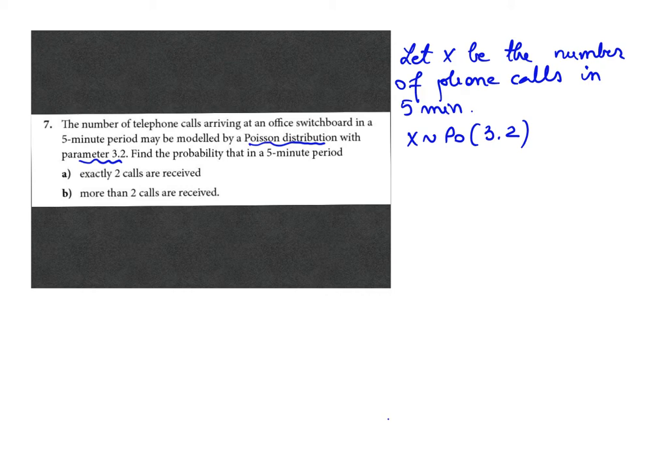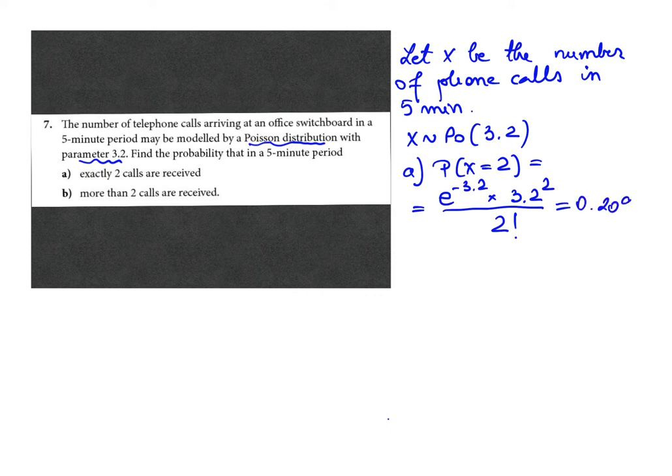Find the probability that in a 5-minute period, exactly 2 calls are received. So, probability of X being 2. Using the formula that is in your formula booklet, it is e to the power of minus 3.2 times 3.2 squared over 2 factorial. Which gives me 0.209 to 3 significant figures. Next question is very interesting. Probability that more than 2 calls are received.